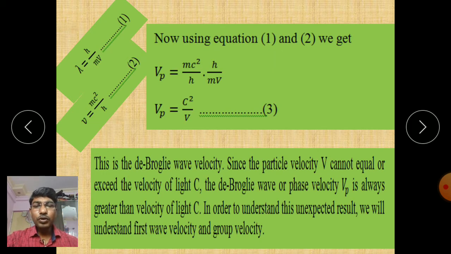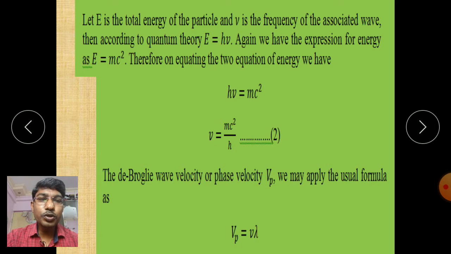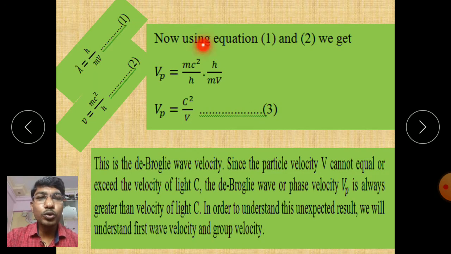Now from equation 1 and 2, what is equation 1? That is de Broglie's wavelength, lambda is equal to h upon mv, and equation 2, nu is equal to mc square upon h. From these two equations you have to substitute. Here Vp is equal to nu lambda, therefore Vp is equal to mc square upon h, this is the nu, times h upon mv, which is the lambda. Therefore from this, mass gets cancelled, h gets cancelled, and we get c square upon v. This is the de Broglie's wave velocity, which is also called phase velocity.